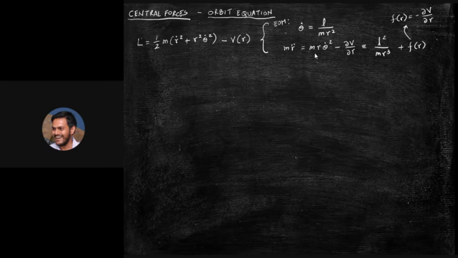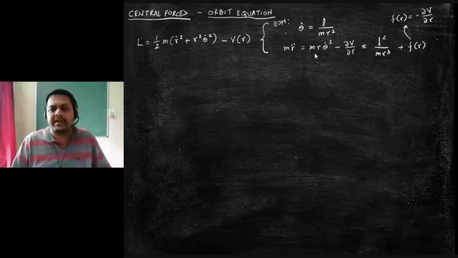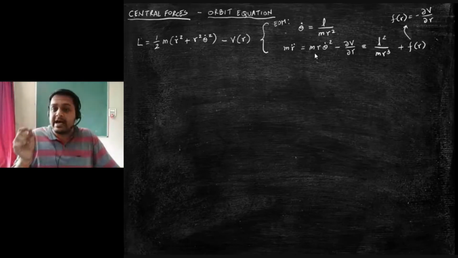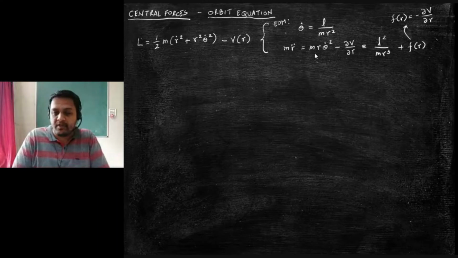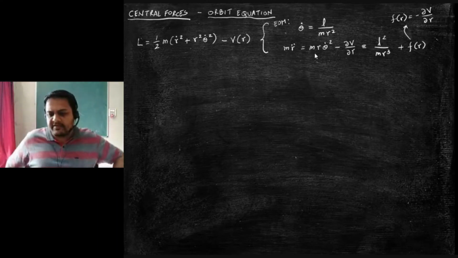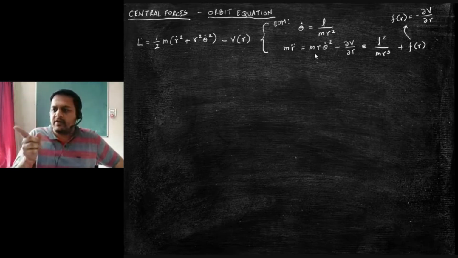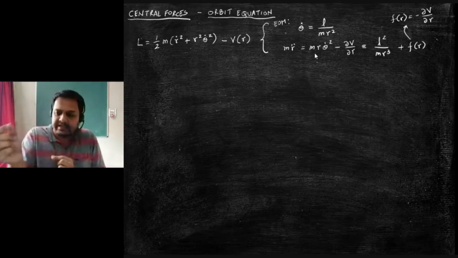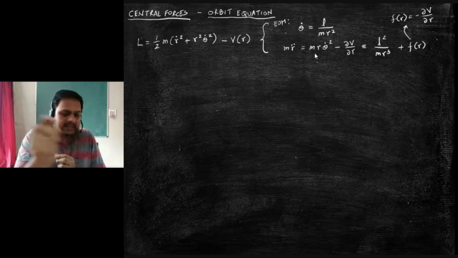However, that gives r as a function of time and theta as a function of time. Many times we are more interested in knowing directly what is r as a function of theta. The reason is that r as a function of time and theta as a function of time separately, I don't use that information anywhere. Rather, I want to know this is the center of the force, this is the particle. So at different angles theta, where is the particle? Is it close? Is it far away? That is more important.